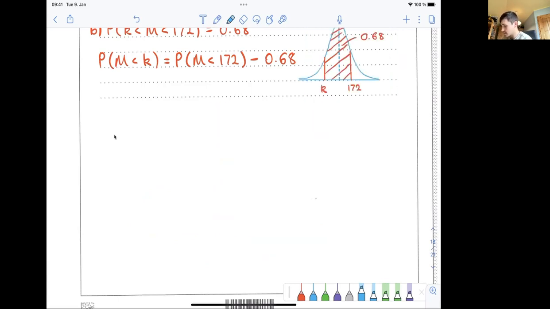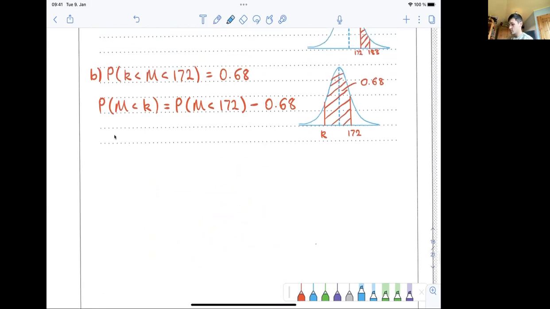So let's go back to our calculator, and we're going to find the probability that a randomly selected apple is less than 172 grams. All right, and so let's go.